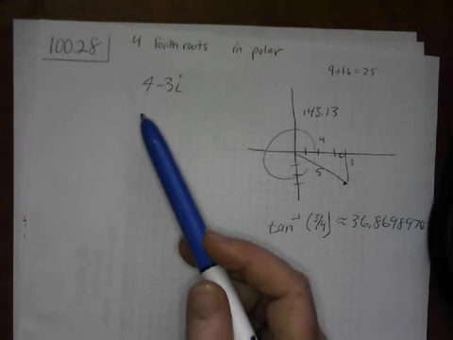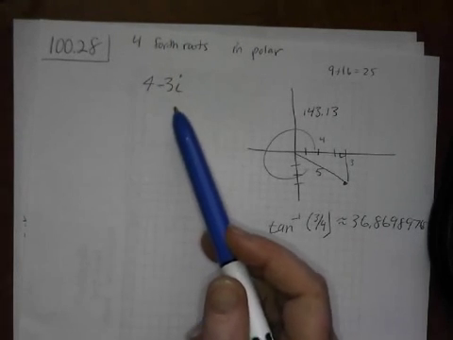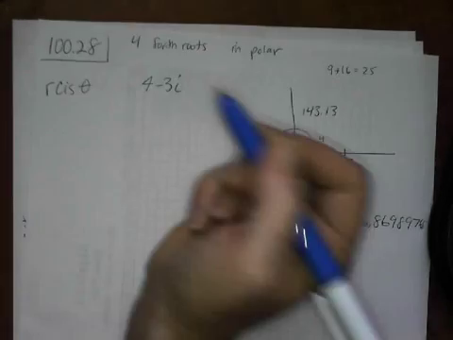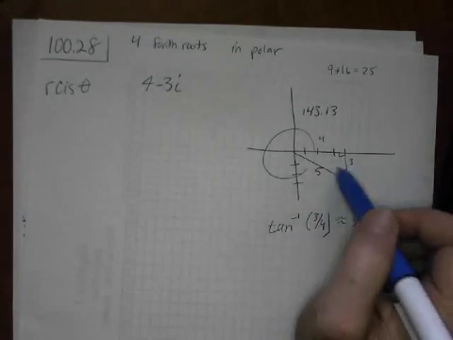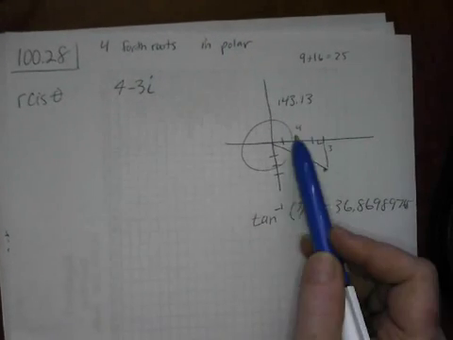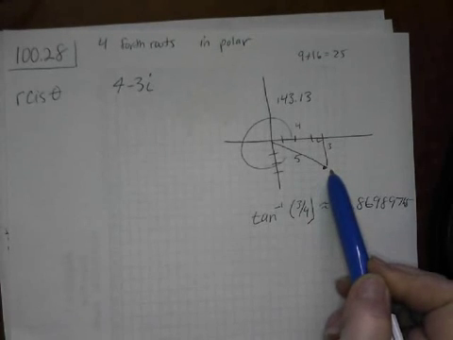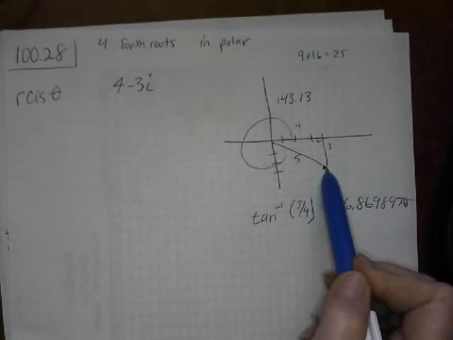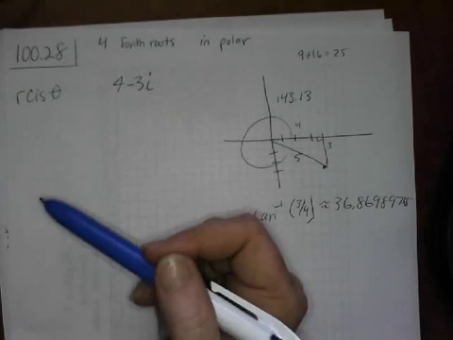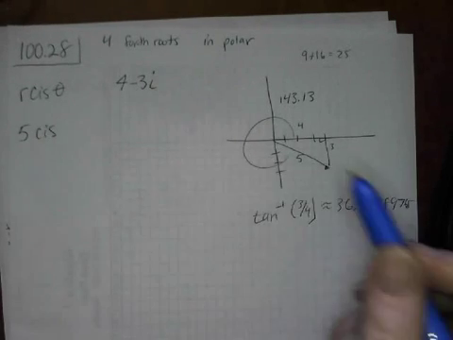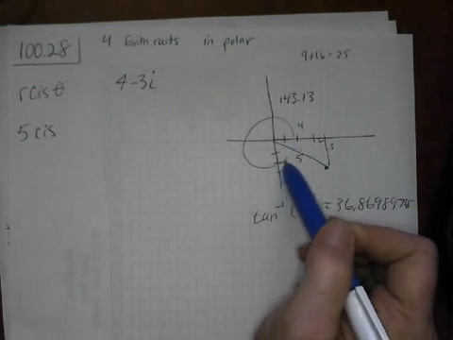Polar form has the radius, cis, theta: r cis theta. So I need the radius. Basically I put this on my graph. This is right by 4 and down by 3. And then I use Pythagorean theorem to find the hypotenuse, because that's my radius, that's my r. So that's going to be 5 cis, and then I need theta.